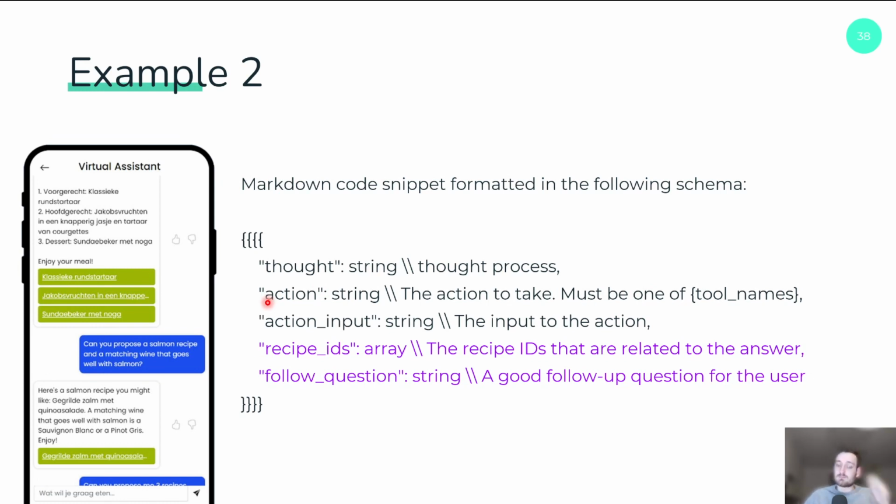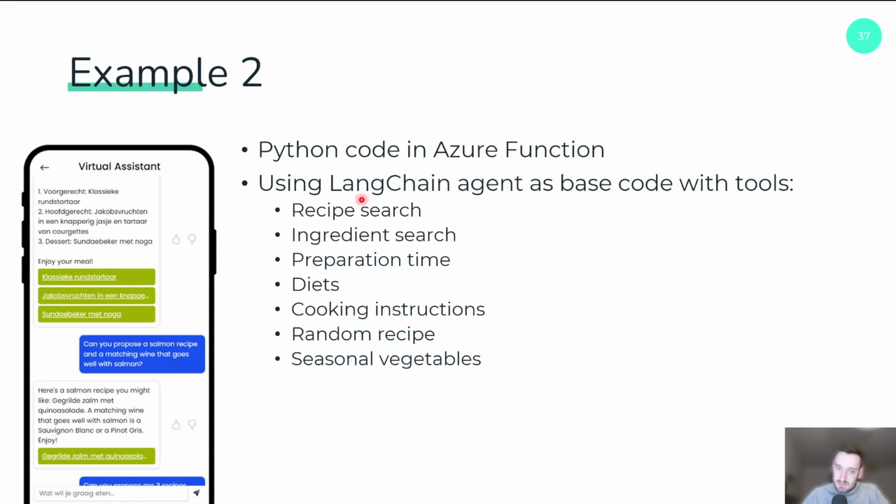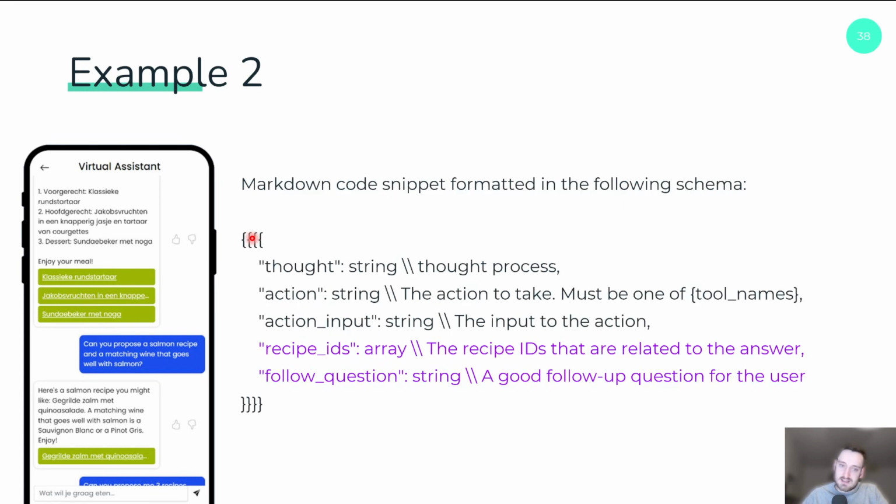However, I extended the code here in a way that it's also always going to output a list of recipe IDs. So when you do the recipe search or the ingredient search, the output will always be a recipe together with a recipe ID. And that's what's going to be fed into the prompt as well.